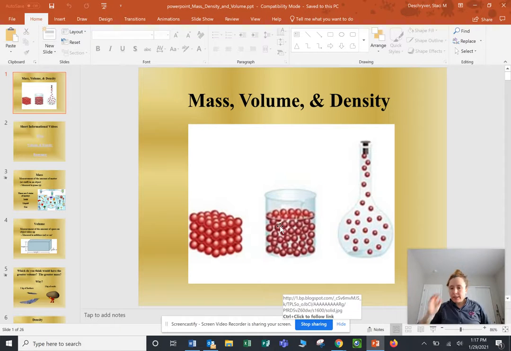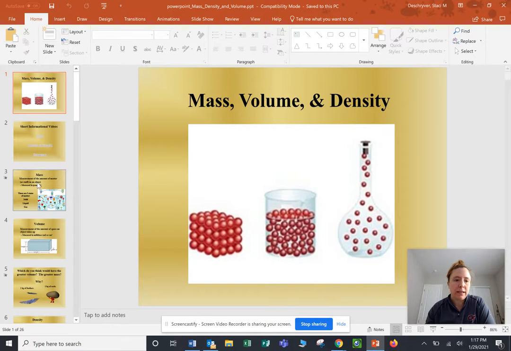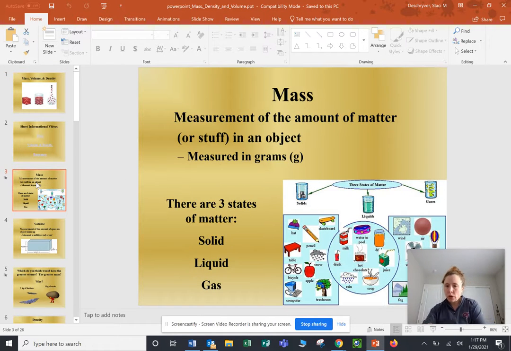Okay, we're going to start talking today about mass, volume, and density. Mass, let's just do a quick review. Mass is the amount of matter or stuff in an object. We measure mass in grams. So, we're saying how much matter is present in something.